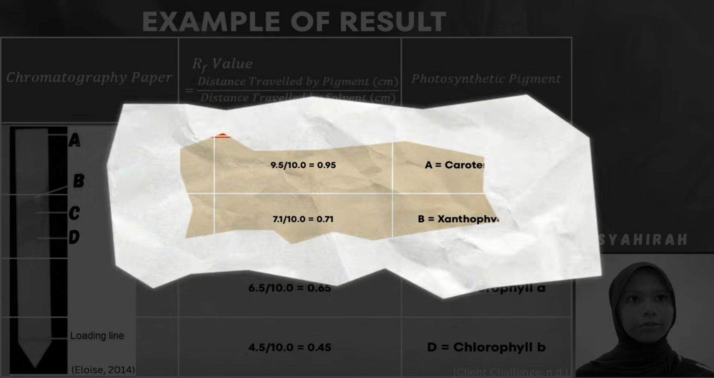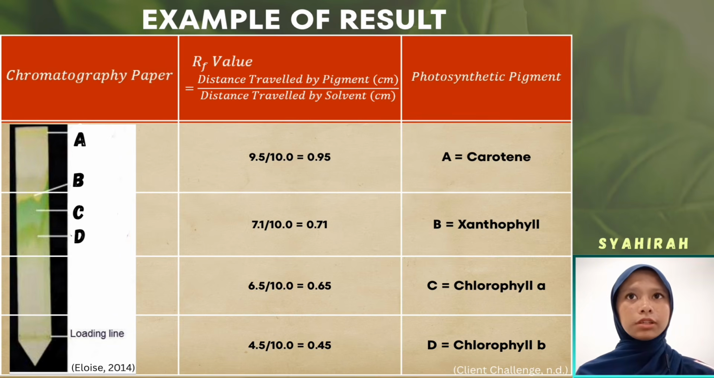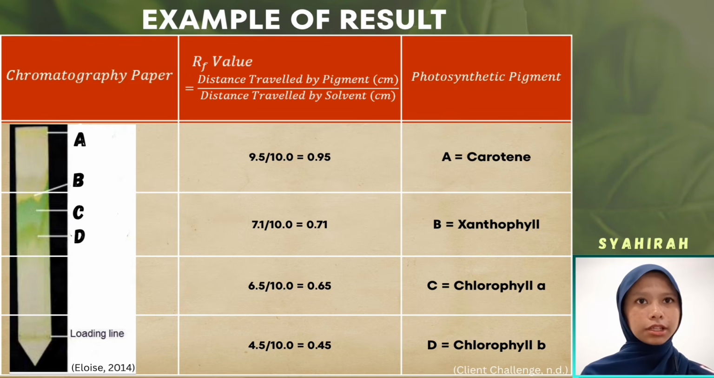Now, let's talk about the result. To identify the photosynthetic pigments separated by the paper chromatography, the RF value was calculated using the formula: RF value equals distance traveled by pigment divided by distance traveled by solvent. And then the RF value was compared with the standard RF value of known photosynthetic pigments. For the first band, band A, we have the distance traveled by pigment, which is 9.5 cm, divided by distance traveled by solvent, which is 10 cm, and we got the RF value 0.95.